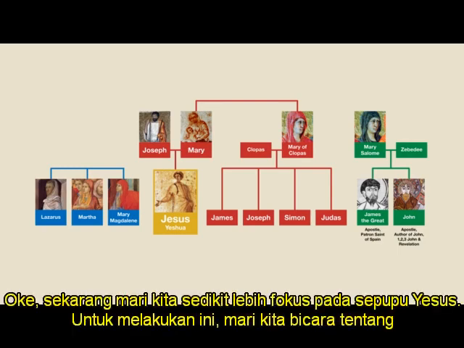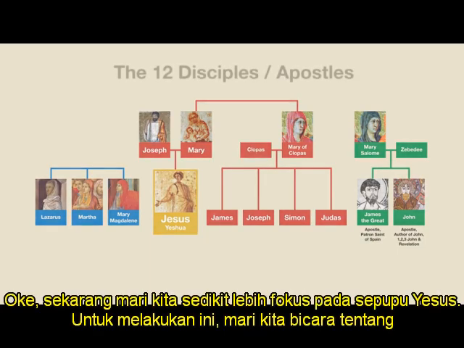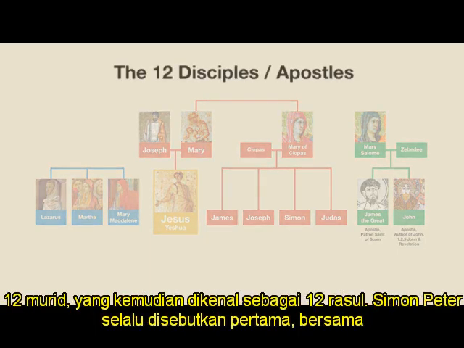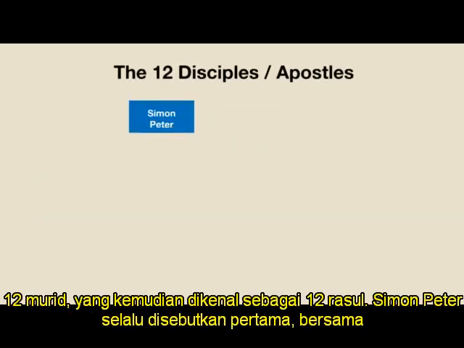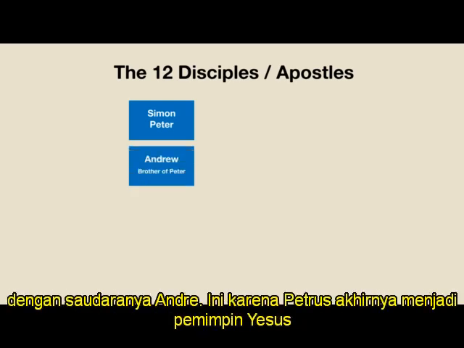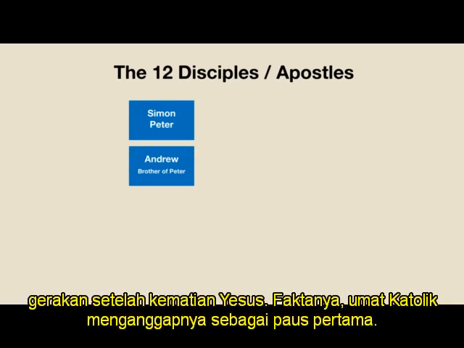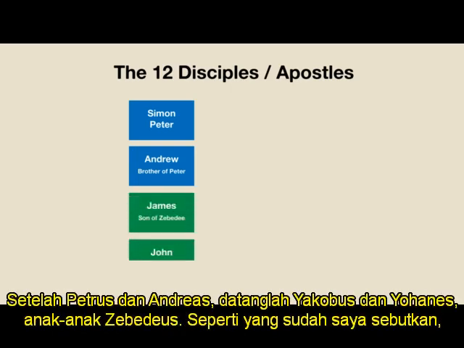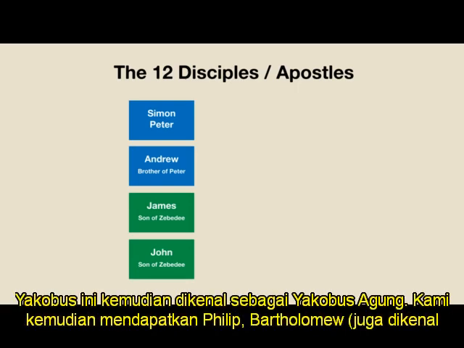Okay, let's now focus a bit more on Jesus's cousins. To do this, let's talk about the 12 disciples, later known as the 12 apostles. Simon Peter is always mentioned first, along with his brother Andrew. This is because Peter ended up becoming the leader of the Jesus movement after Jesus' death. In fact, Catholics consider him to have been the first pope. After Peter and Andrew come James and John, the sons of Zebedee. As I've already mentioned, this James became known as James the Great.